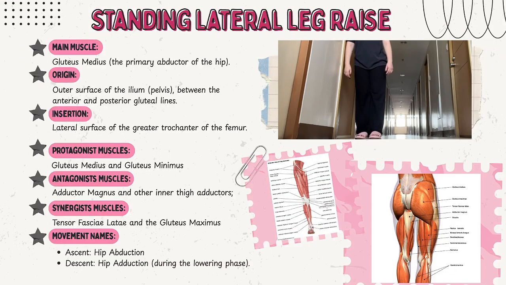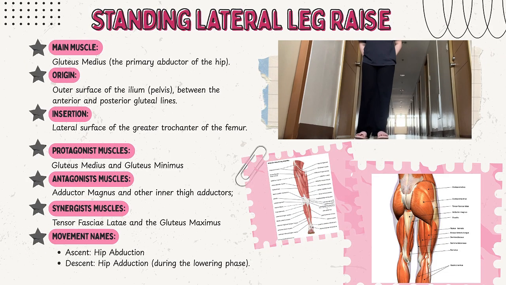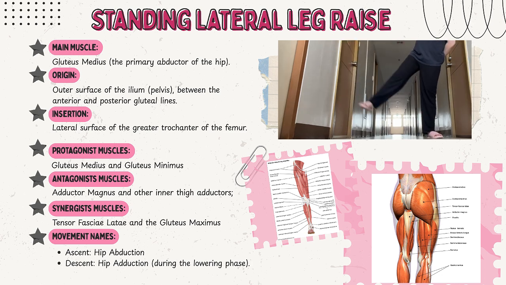This exercise is the standing lateral leg raise. Stand tall with your feet hip width apart and your hands on your hips or lightly touching a wall for balance. Keeping your core tight and your toes pointed forward, lift one leg out of the side away from your body while keeping the knee straight. Then slowly lower it back down to the starting position without letting your foot touch the floor between reps.